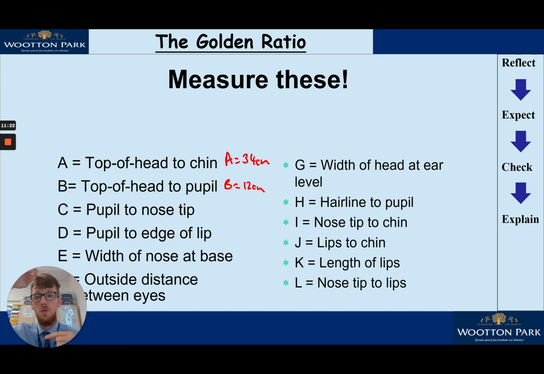So A is the top of your head to your chin, B is the top of your head to your pupil, so your eye level, C is pupil to your nose tip, D is pupil to the edge of your lip, E is the width of the base of your nose, F is the outside distance between your eyes, G is the width of your head at ear level, H is your hairline to your pupil, not your nose, I is your nose tip to your chin, J is your lips to your chin, K is the length of your lips, and L is the nose tip to your lips.